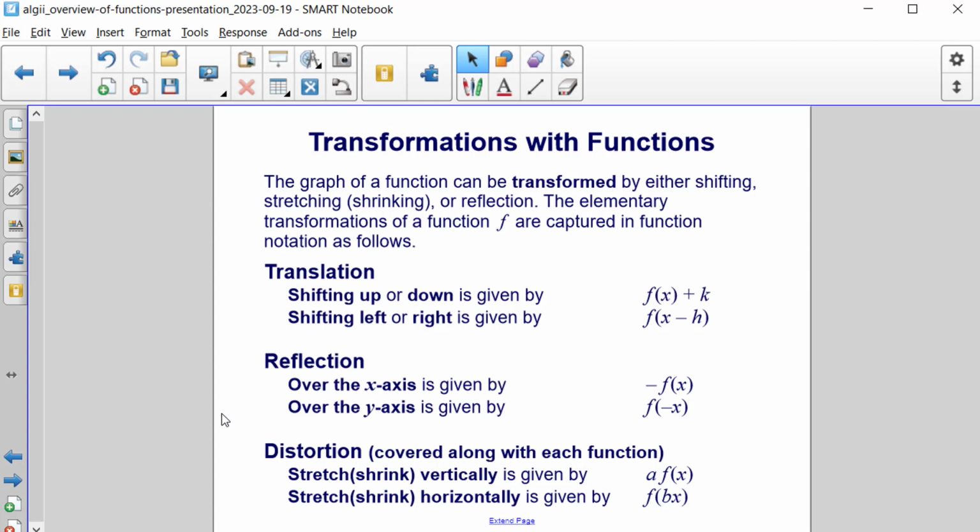We also have what's called distortion. It's also known as stretches and shrinks. You can stretch or shrink a function vertically by placing a coefficient of a out in front of f of x and multiply the entire function by that value. You can also have what's known as a stretch or shrink horizontally, and that's given by f of bx, where b is any coefficient that's put in front of x. We will be exploring each of these transformations, beginning with translations.